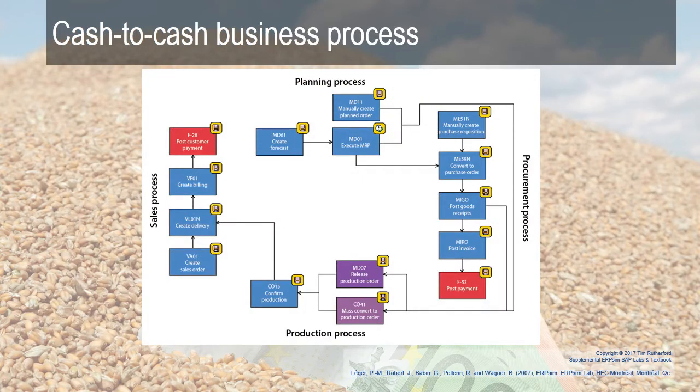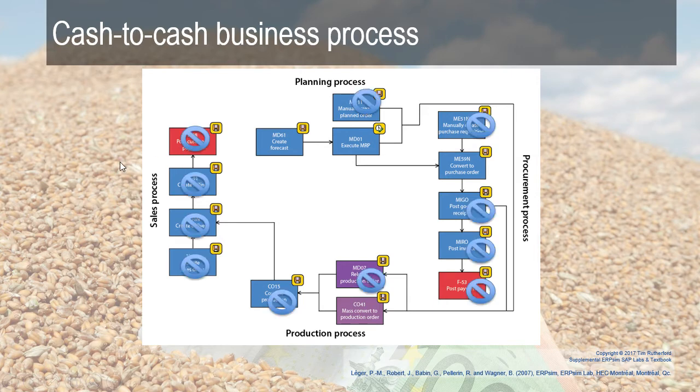This is an overview of the cash-to-cash business cycle. Starting right here, creating the forecast, how much of each product you actually want. Running MRP, or you can manually create a purchase order. This works through over in here, so you can manually create. You can convert the purchase order, post goods receipt. This is a lot of the information that you'll be doing within the labs. You'll be going through these transactions, posting the payments, and then actually doing the production process itself, confirming your production, actually having the sales order, creating delivery, creating the billing, and then doing the accounting.